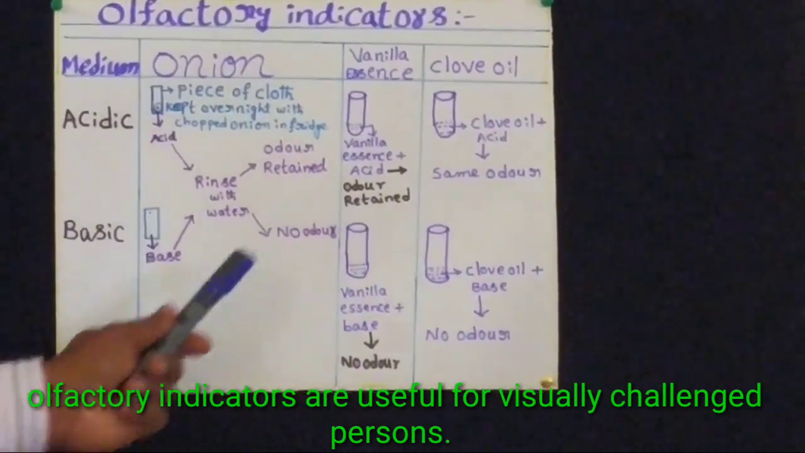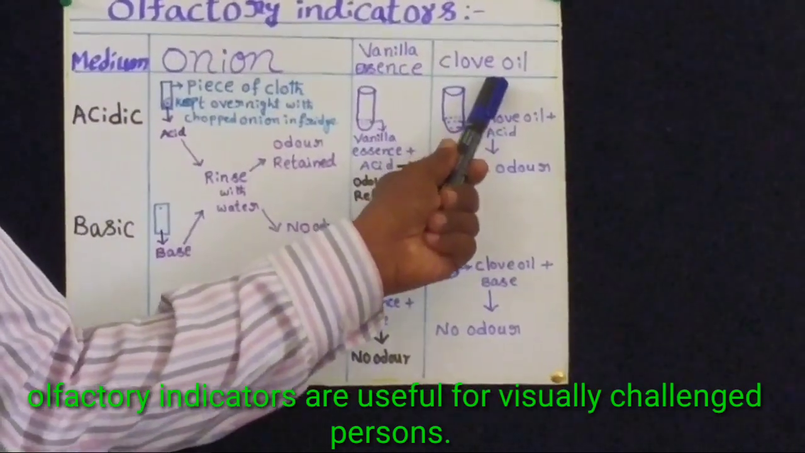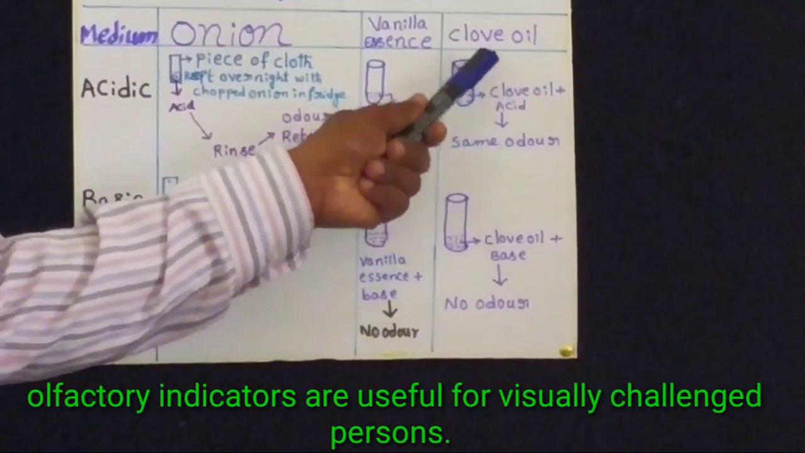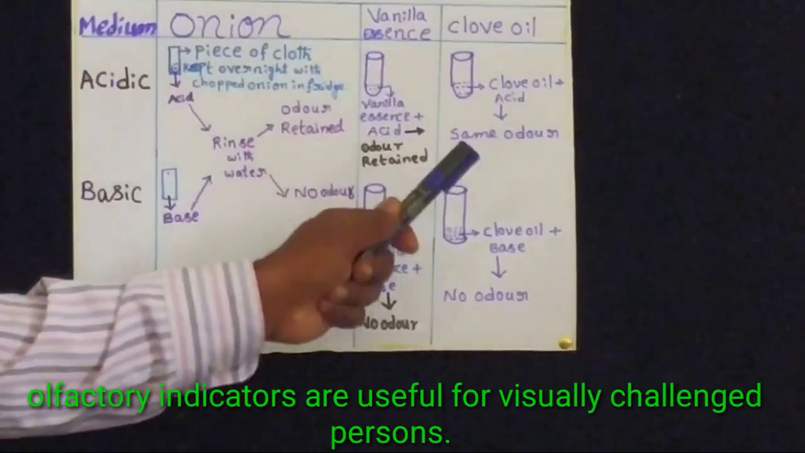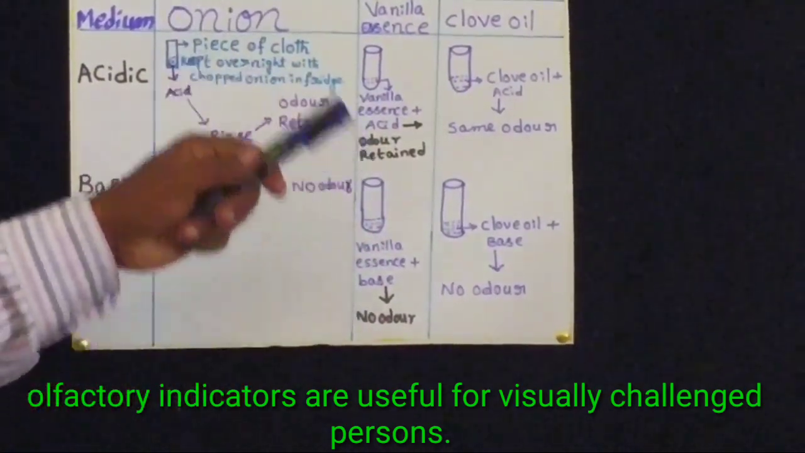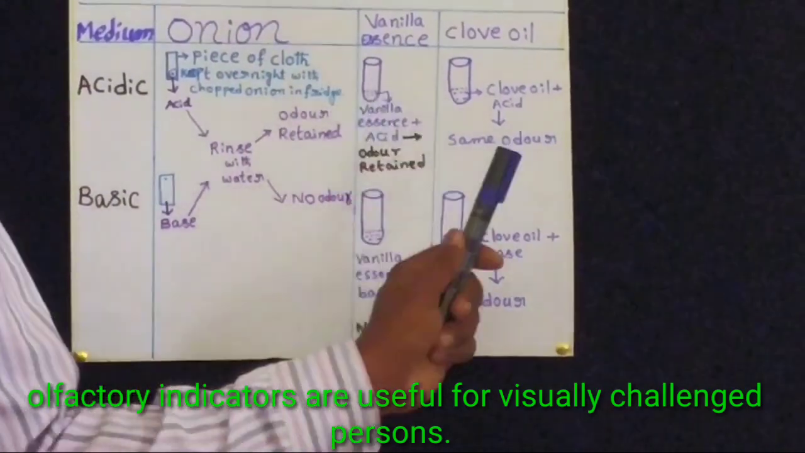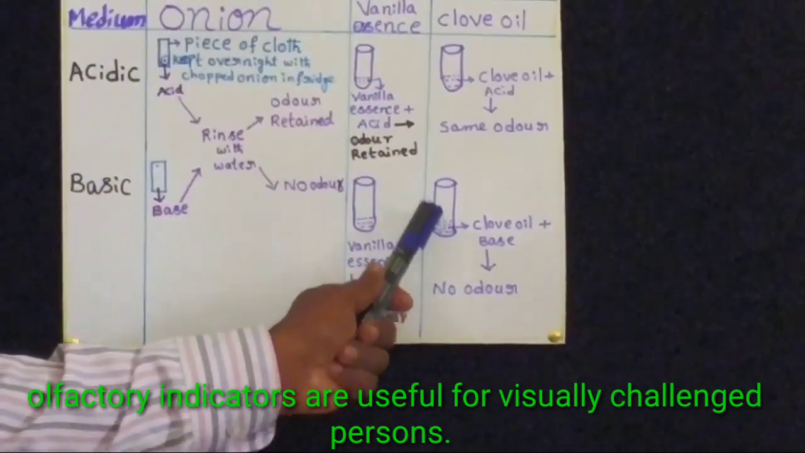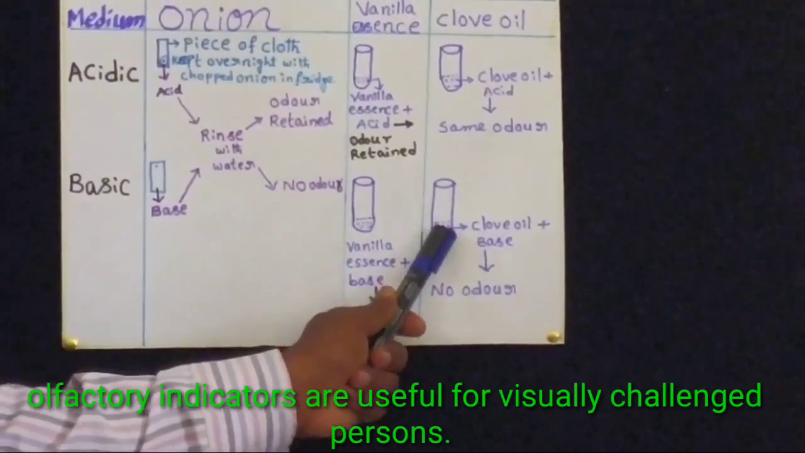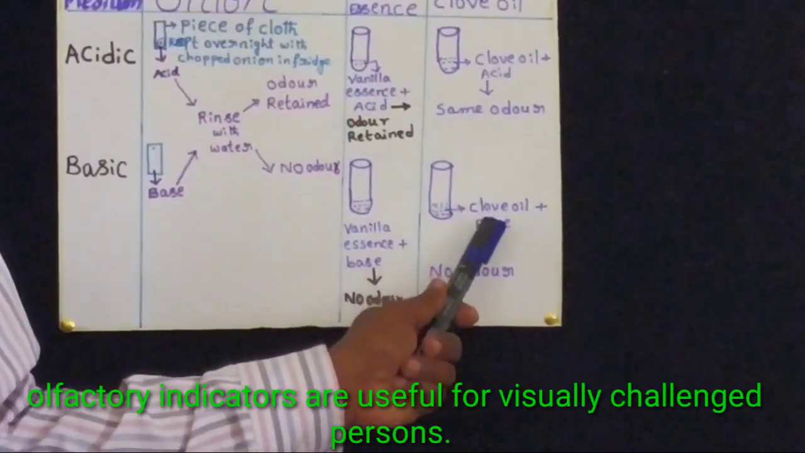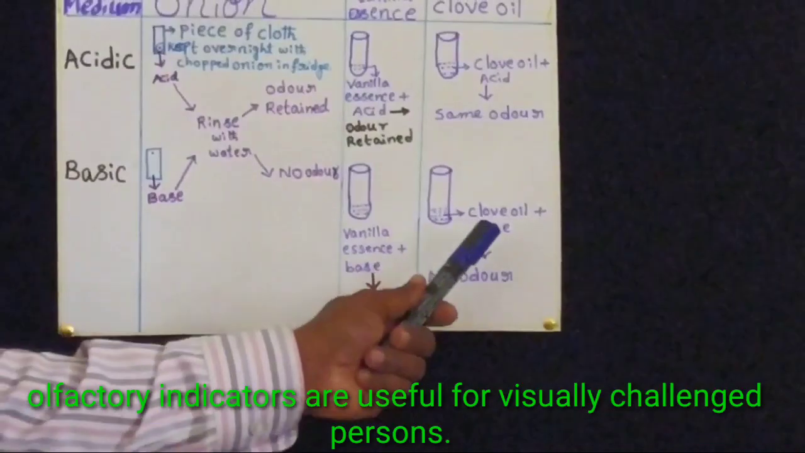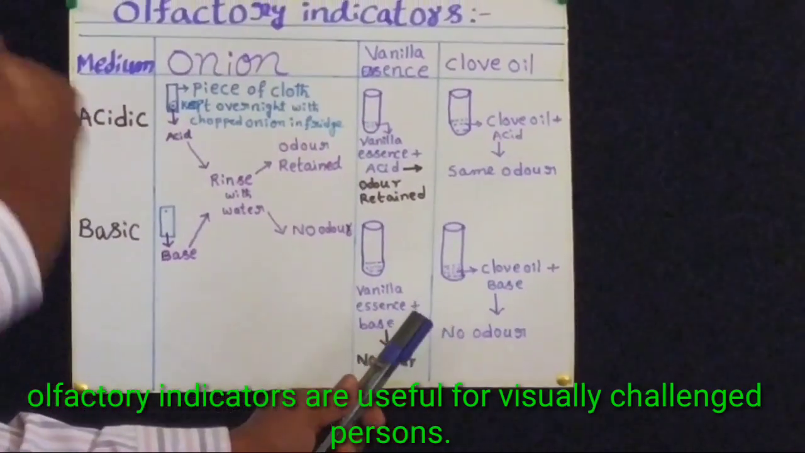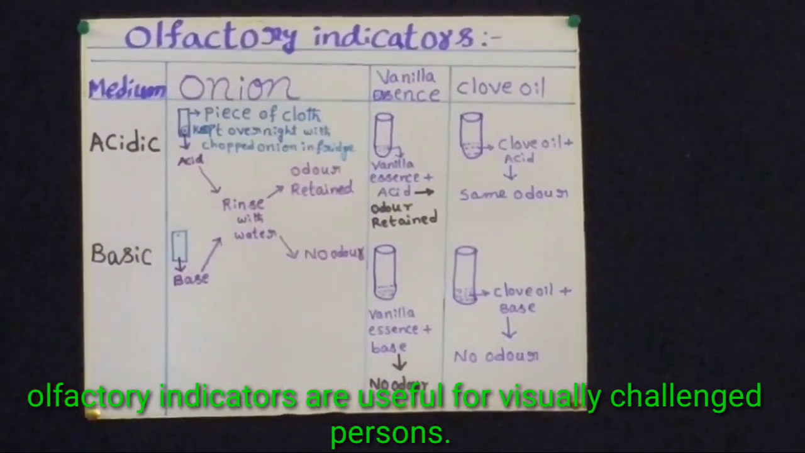Now the same activity we can do with the help of clove oil. First of all we take a test tube. To that we add some drops of clove oil and add an acidic solution. Whenever we add an acidic solution, there is no change in the smell of clove oil. Whereas we take another test tube, add some clove oil and add a few drops of base solution. Whenever we add a base solution, the odor of the clove oil changes. That means there is no odor we can identify.